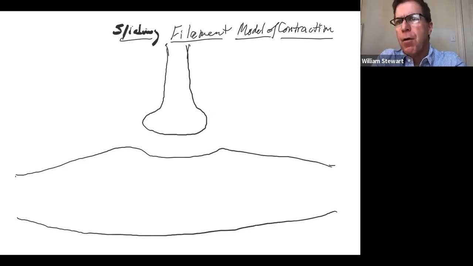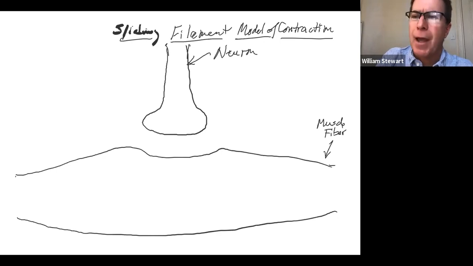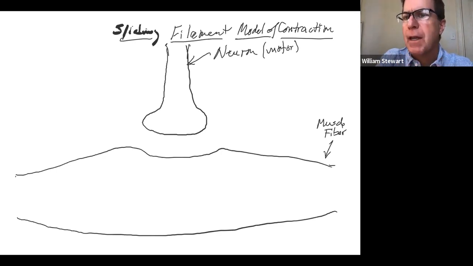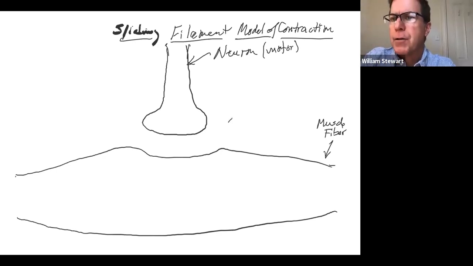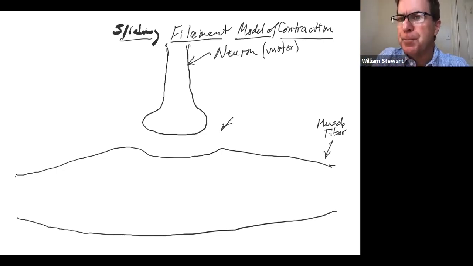So this is the neuron up here, N-E-U-R-O-N, and this is the actual muscle fiber. And you can see when a neuron, it's actually a motor neuron, stimulates a muscle cell, there's no physical contact. There's a space or a gap here. That's called the synaptic cleft. And I labeled that the last time.